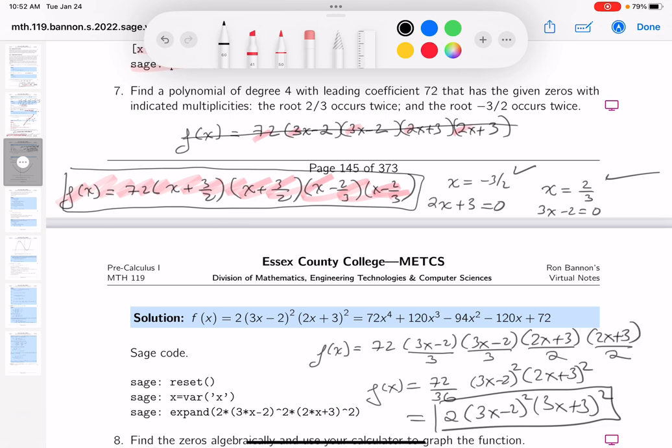I don't think they said expanded. I do see it being expanded, by the way, but don't feel obligated to do so. But this is also a good answer over here. It still has a leading coefficient of 72, and that answer is written over here.